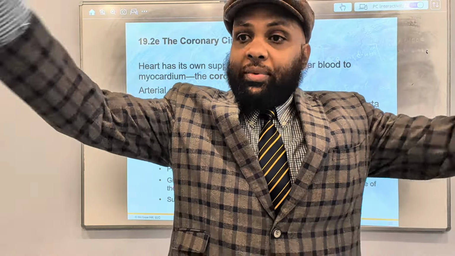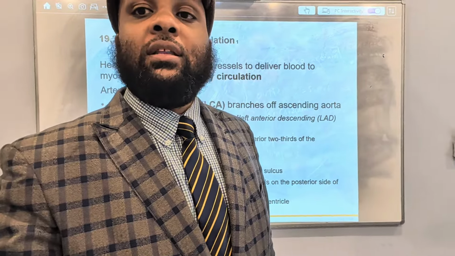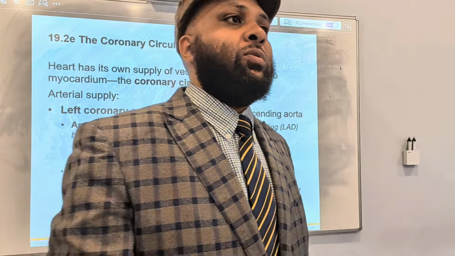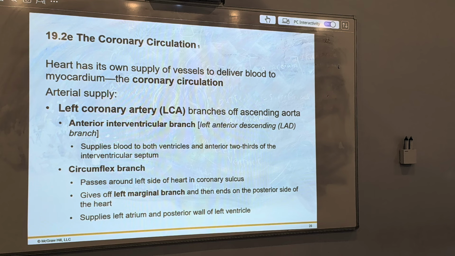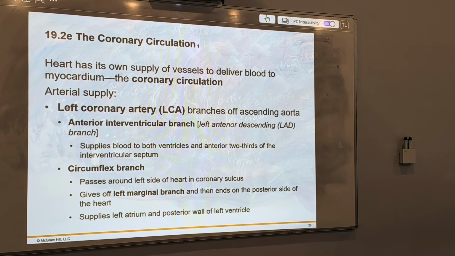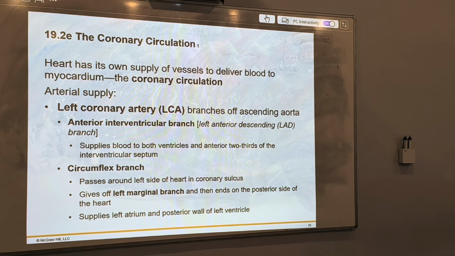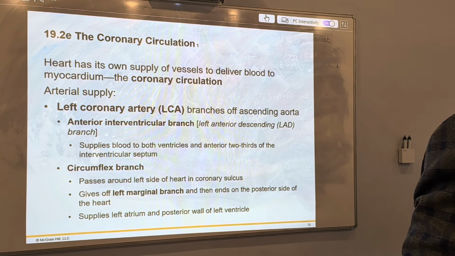Corona means crown. So they call it the circulation of the crown. Why would they give it a name like that? Because it's the circulation that feeds your own heart. You see, your heart pumps blood for the whole entire body.